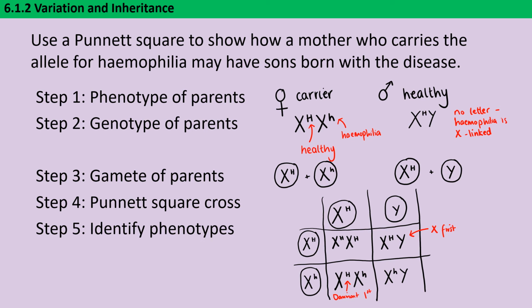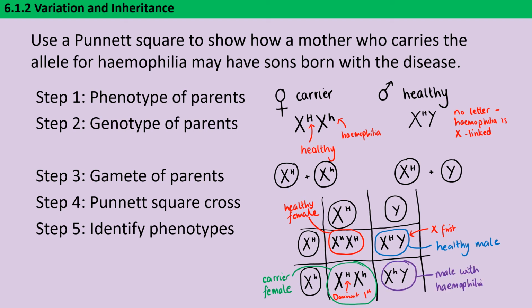So now we can identify our phenotypes. In the top left here, I have a healthy female. In the top right, we have a healthy male. In the bottom left, we have another carrier female like her mother. And in the bottom right, we would have a male who suffers from haemophilia.